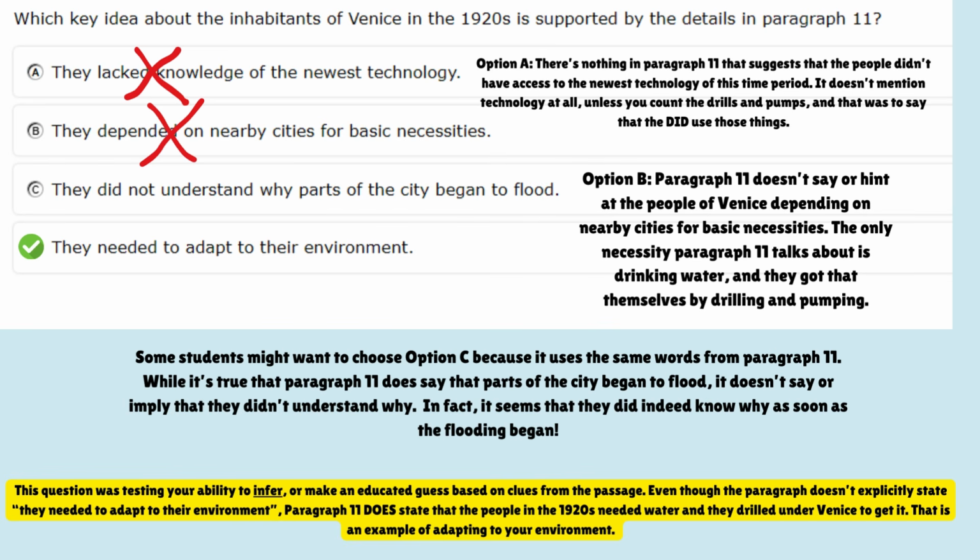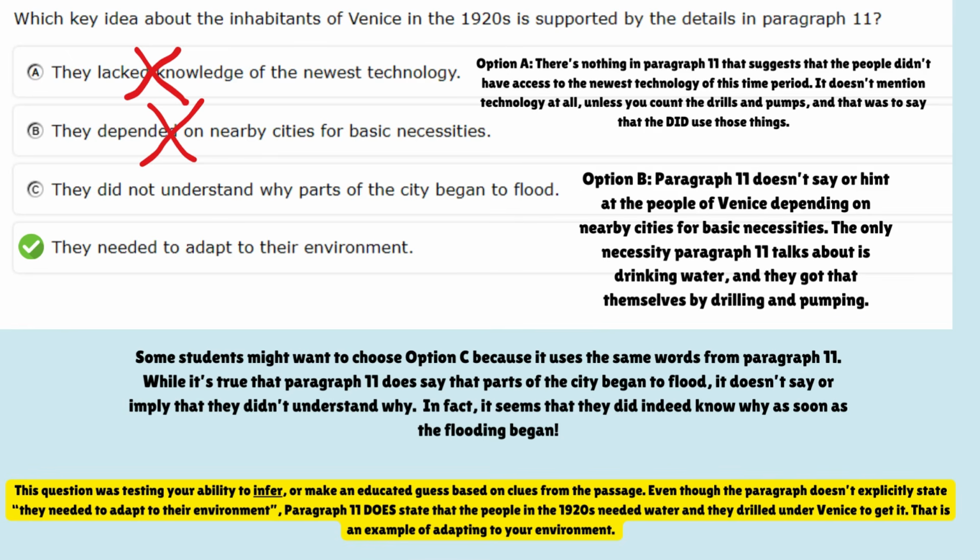So the correct answer is D. They needed to adapt to their environment. But some students might want to choose option C because it does use the same words from paragraph 11. So we told you to eliminate the two answer choices that had nothing to do with paragraph 11. And A and B didn't. But C does, to its credit, use the same words from paragraph 11. While it's true that paragraph 11 does say that parts of the city began to flood, it doesn't say or imply that they didn't understand why. In fact, it seems that they did indeed know why as soon as the flooding began. They figured it out.